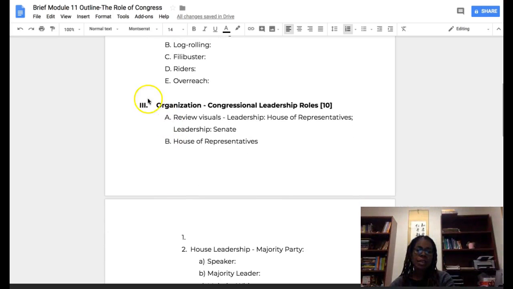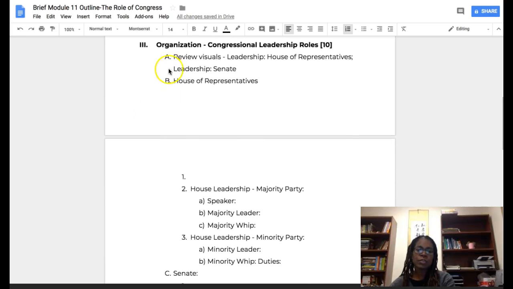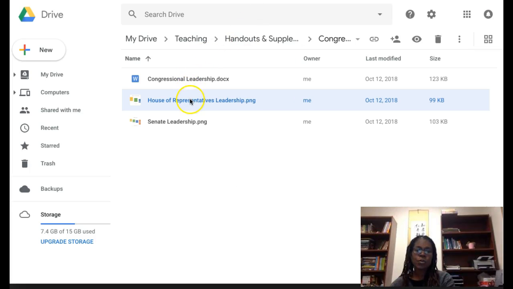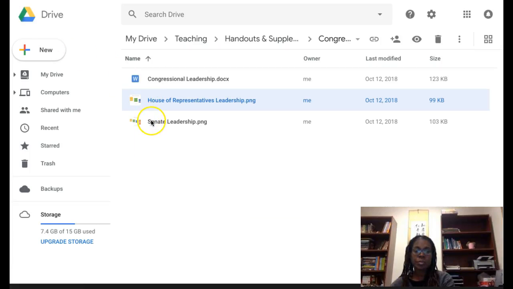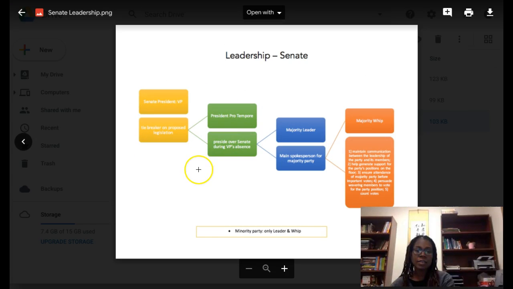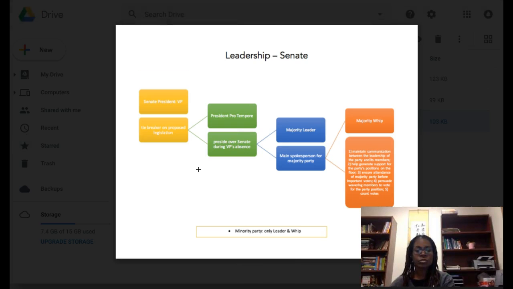All right, so now we're going to talk a little bit about how Congress is organized. And in order to give you a little bit of a visual of organization, I created a couple of visuals that I will upload to the Canvas site. So the first visual here is leadership of the House of Representatives. And then we also have a visual, very similar, showing the leadership in the Senate. So what I'll do, we'll go over these details a bit, but both of these visuals will be uploaded for you so that you can use them to study and hopefully to learn more about Congress.